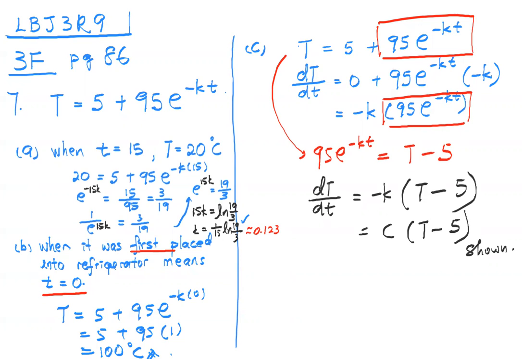So for part D, at what rate is the temperature changing? So this one should be very easy, correct? You have your K. So what you can do for part D is key into my graphic calculator y1 equal to 5 plus 95 e to the power negative 0.123 x. Then I use my y2 to solve all the rest of my problem.